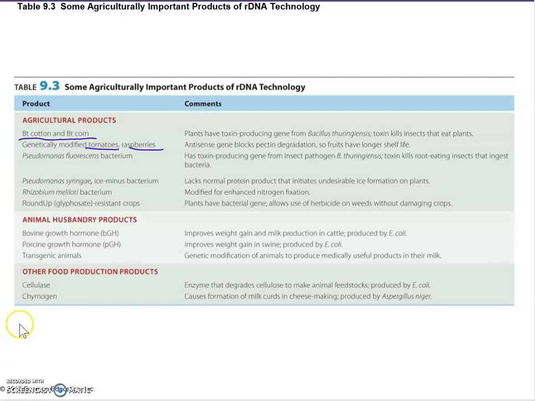And then here are some other examples. The glyphosate resistance, that's the big story, the Roundup Ready story here. These plants have a bacterial gene that allows the use of the herbicide Roundup, a weed killer, without damaging the crops. And this is the vast majority of the corn and soy grown in the United States right now.